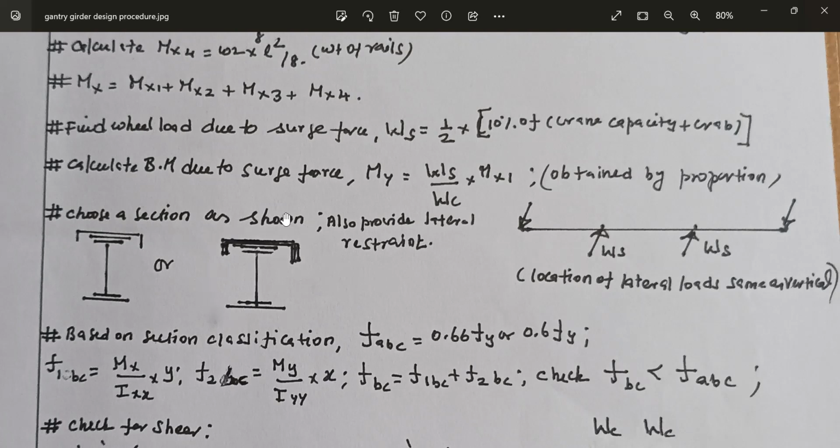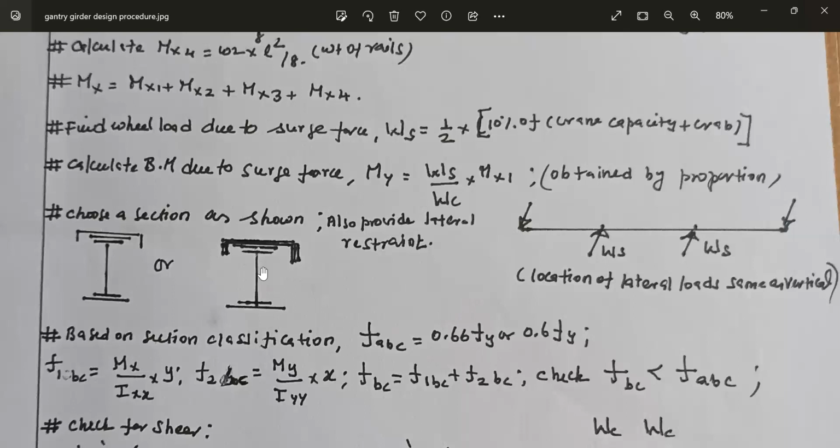For this composite section, the properties are readily available. Ixx, Iyy, all these properties are available. And Fbc is the allowable bending stress. It is taken as 0.66 fy. For all the rolled sections, in the working stress method, the allowable stress is 0.66 fy, because there is no flange buckling, there is no web buckling. The section will be either compact or plastic. Whether it is compact or plastic, full stress is allowed. We are using the working stress method, so it should be 0.66 fy.